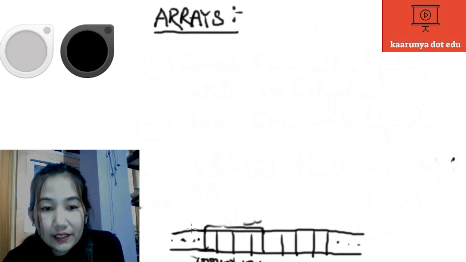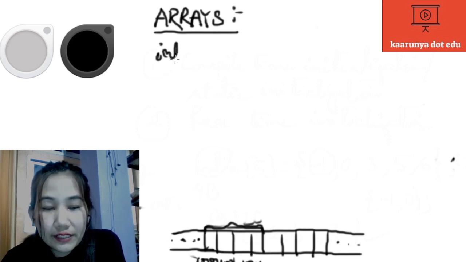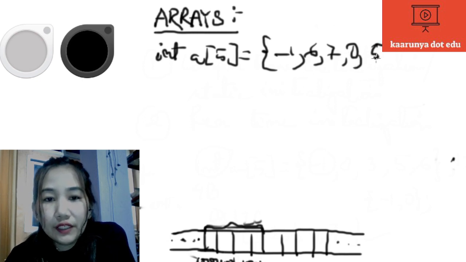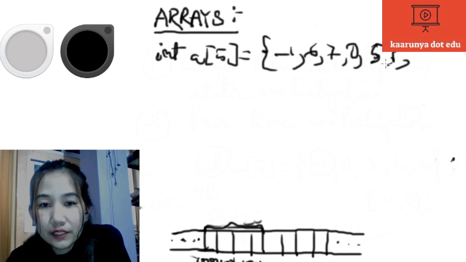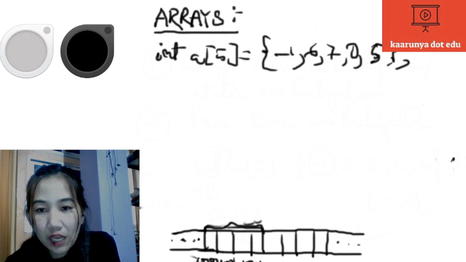Alright, so from here to here, which value is occupied? Let us write our array once again, int a[5], and let's take any values: -1, 6, 7, 0, 5. These are our elements inside the array. So 1000 to 1003, these 4 bytes will be occupied by the first element, which is -1. Why? Because an integer occupies 4 bytes in the memory.